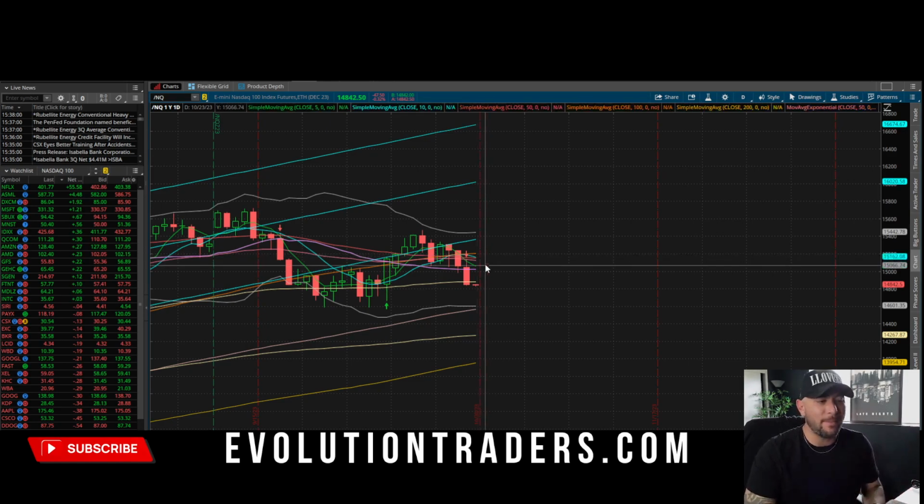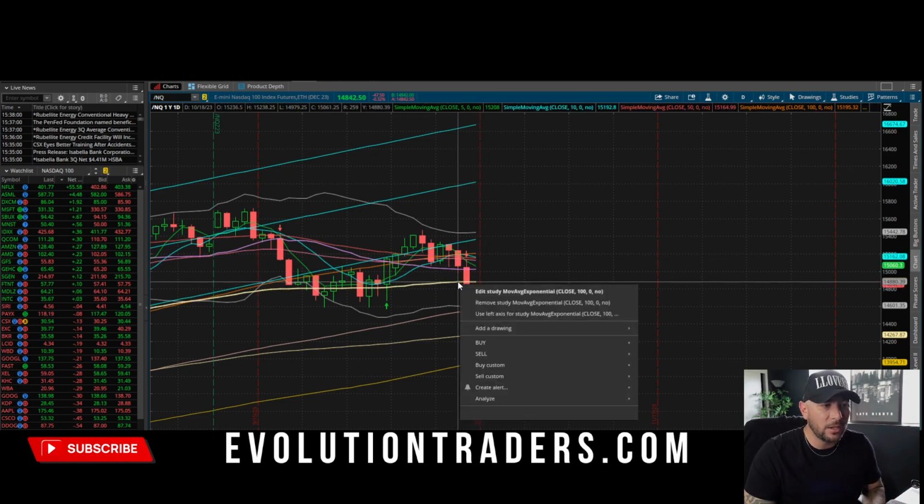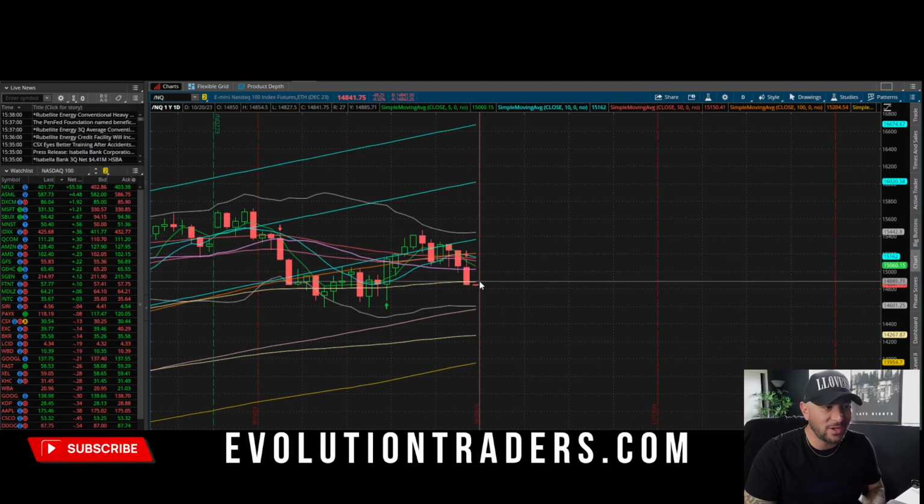And if we do dead cat bounce, we need to reclaim the 100 EMA on the daily chart, and that's going to be over 14,890s. And again, we'll play that into the daily 20 SMA.